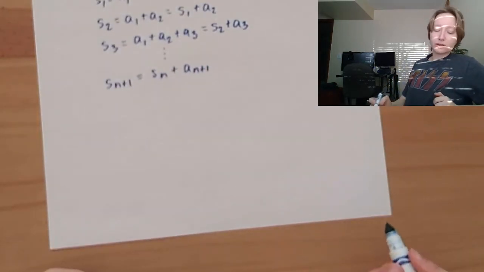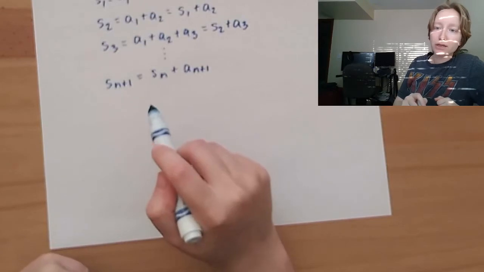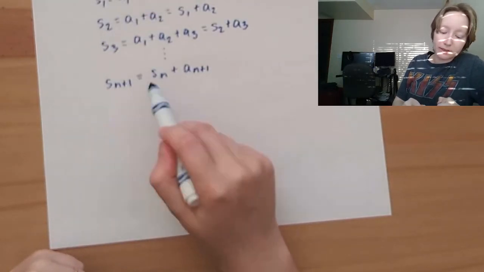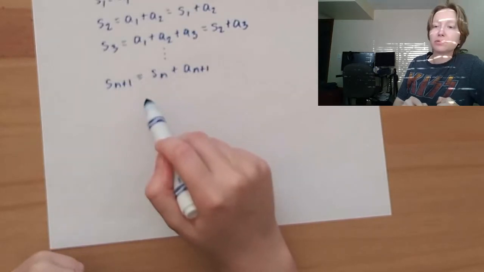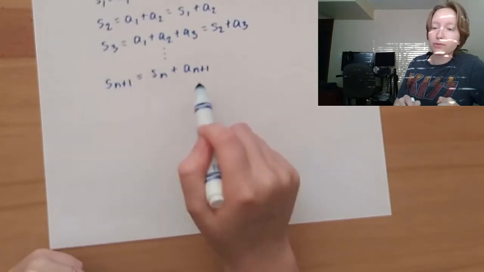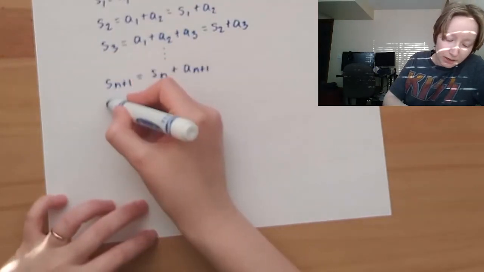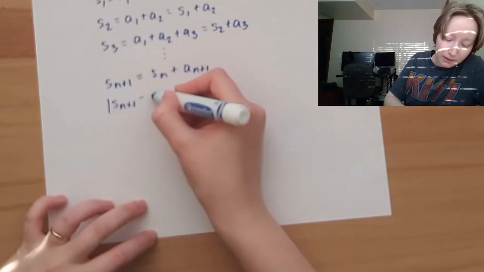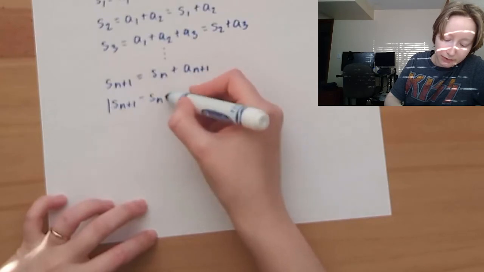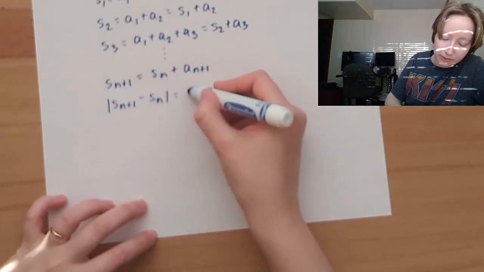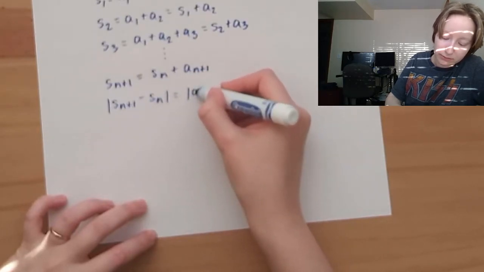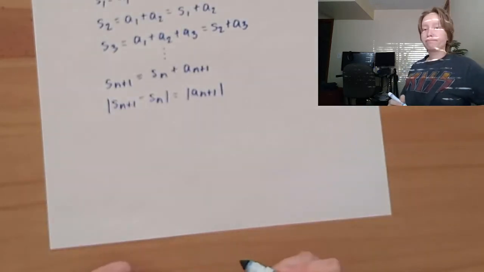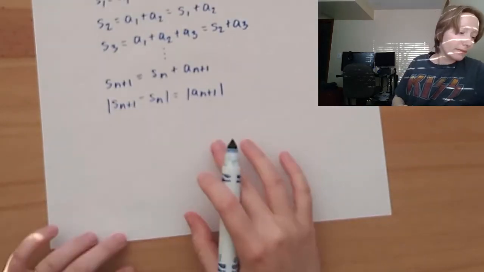Right, so I actually have a quantity. Once I subtract S sub n from both sides, I have a quantity that's telling me the difference between two consecutive partial sums in terms of A sub n plus 1. So the absolute value of S sub n plus 1 minus S sub n is going to be equal to, well, A sub n plus 1, like that.